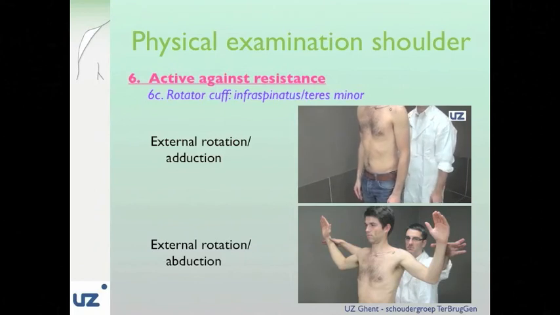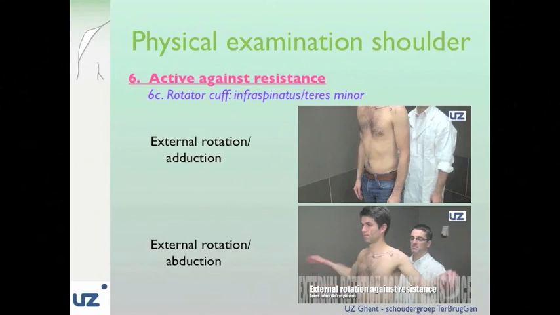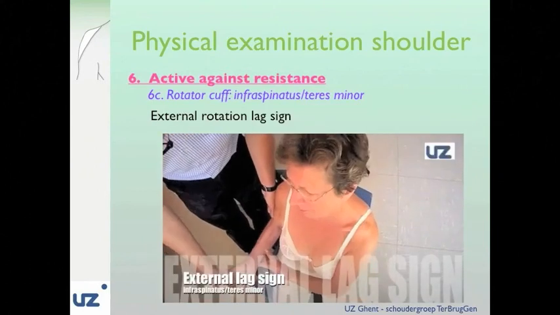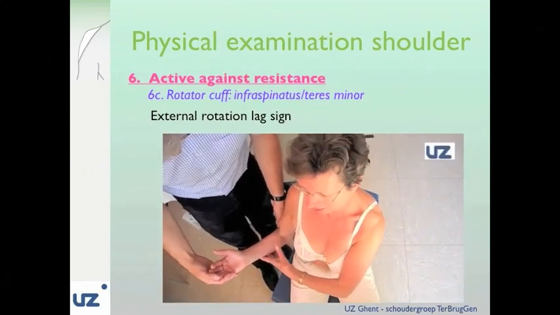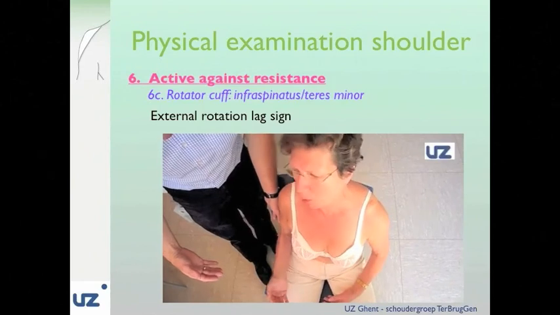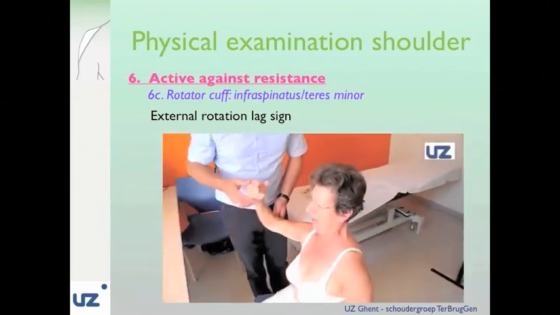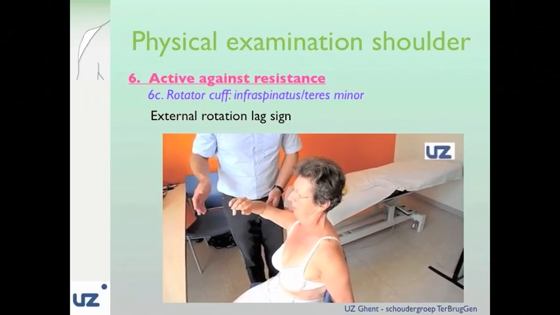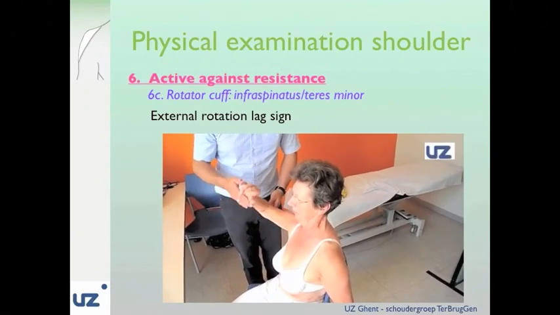This test can also be performed in abduction of the arm. In this position, the teres minor is more active. This patient is unable to hold her arm in external rotation and adduction. She is also not able to hold her arm in external rotation and abduction. These signs are seen in patients with infraspinatus and teres minor insufficiency.